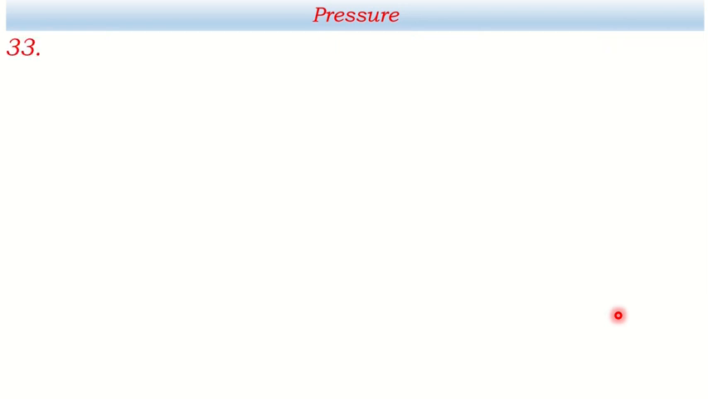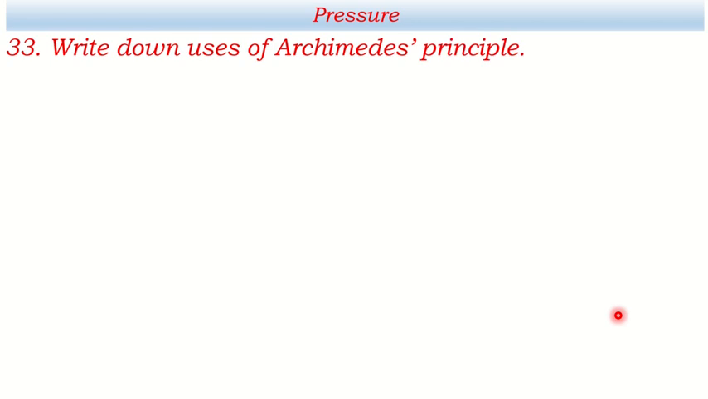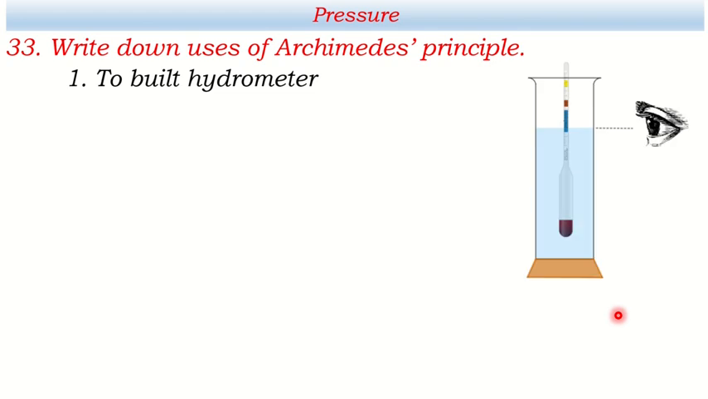Now let's have another question. Write down uses of Archimedes principle. There are many uses. A few of them are highlighted here. Number 1, to build a hydrometer. Do you know what a hydrometer is? It is a device which is used to measure the density of the liquid.